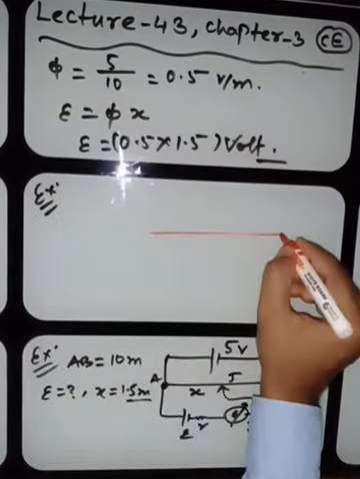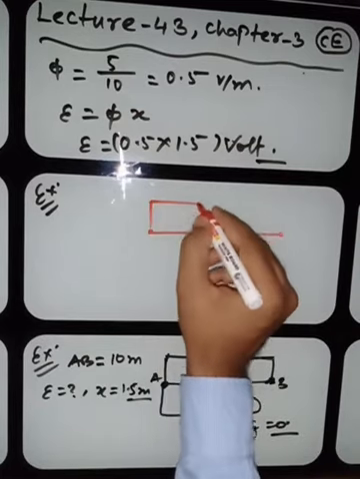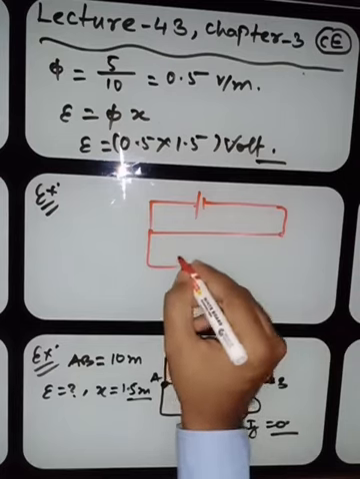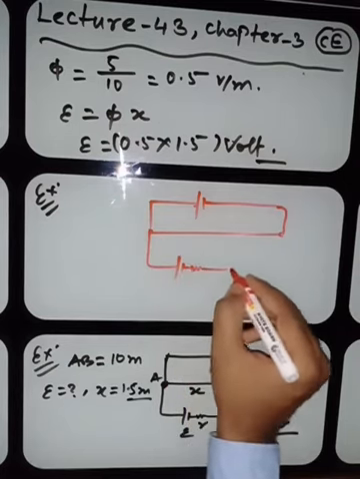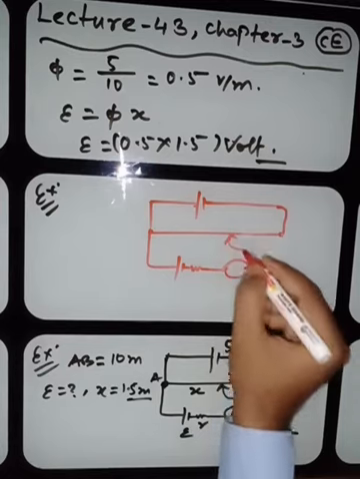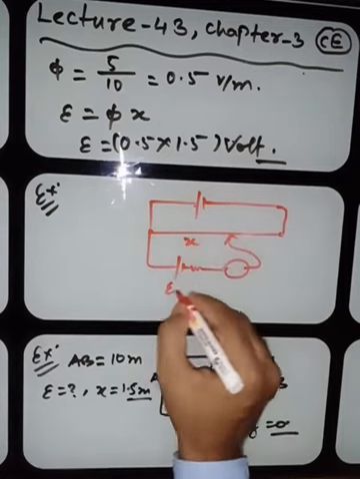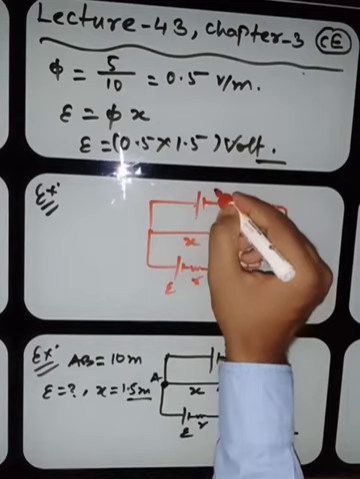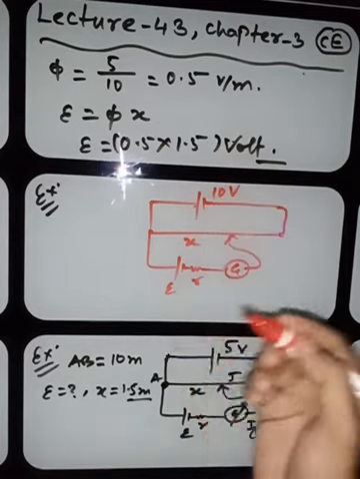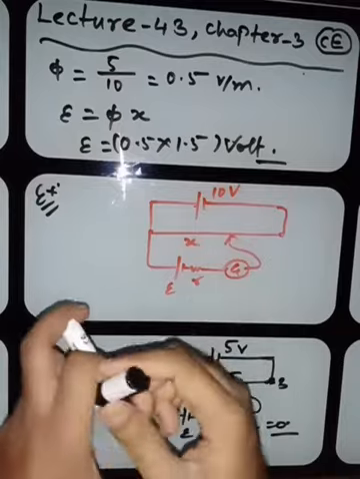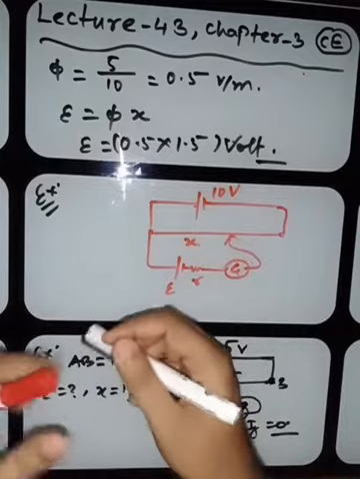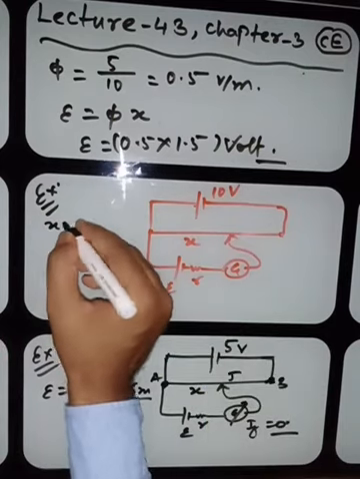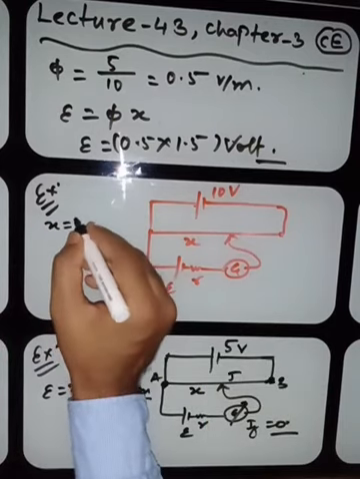Here, this is the potentiometer wire. Cell, internal resistance, galvanometer, this jockey, this is X, E, R, G. Suppose it is 10 volt. Okay, now what are the given values? In this question you have to find the value of X.